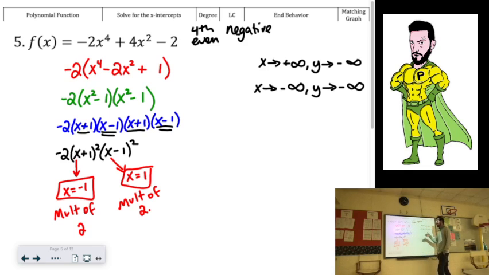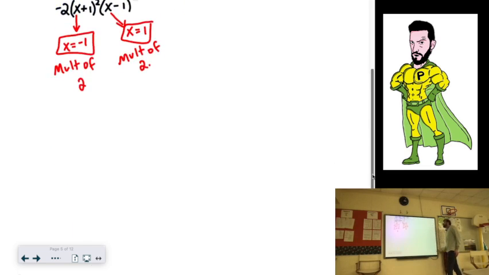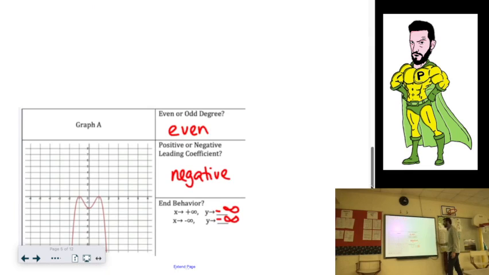So it's going to hit negative 1 and positive 1. It's also going to start and end at the low ends, so it's going to be like an upside down W type thing. But it's got to just hit negative 1, turn around, hit positive 1, and turn around. That matches up with graph A. Look at that. It's an upside down W. It hits negative 1, and it hits positive 1.